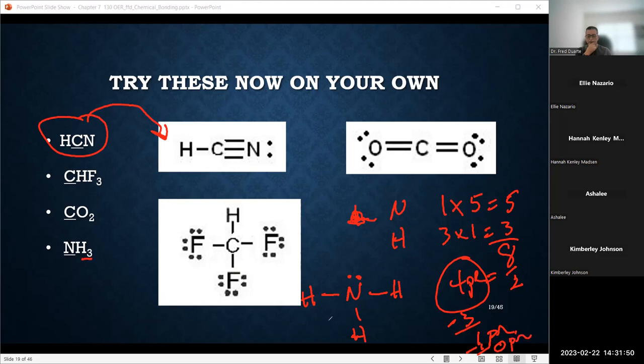Okay. Go back and double check. Do we still have 4 pair? Yes, we do. 3 pair are shared with those 3 hydrogens, and then there's a lone pair on the central atom. So we still have a total of 4 pair of valence electrons we started off with. Okay. Find its general formula. Well, we have A, B, 3, and then we have 1 lone pair on the central atom. So that's AB3E. With that bit of information, we then go to the shapes table.